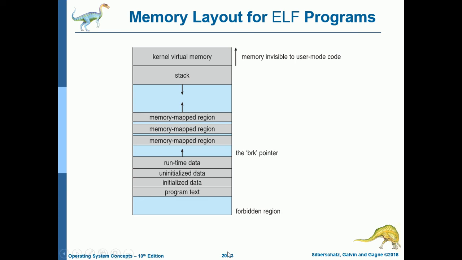So this is the memory layout for ELF programs. We have this forbidden region. There's a region for program text, for initialized data and uninitialized data. Runtime data can increase its size, as you can see here. Then we have the BRK pointer, or the break pointer. There is also a section for the memory mapped region. This memory mapped region can increase, and also the stack. And then we have the kernel virtual memory, which is memory invisible to user mode code.